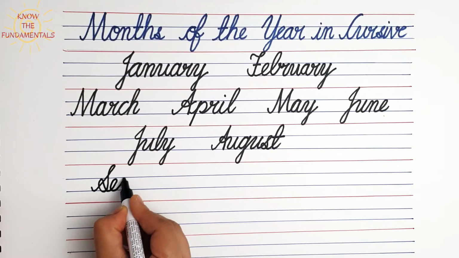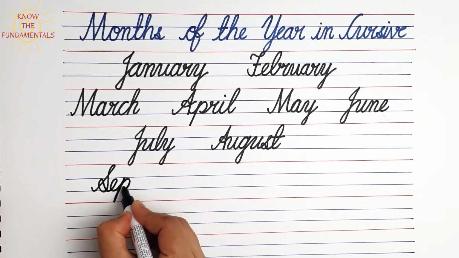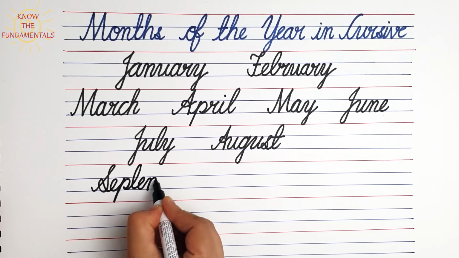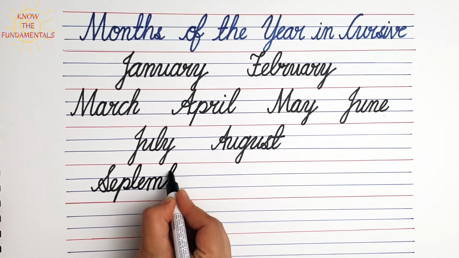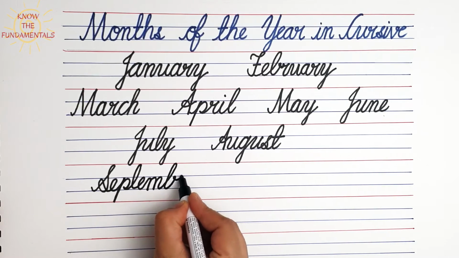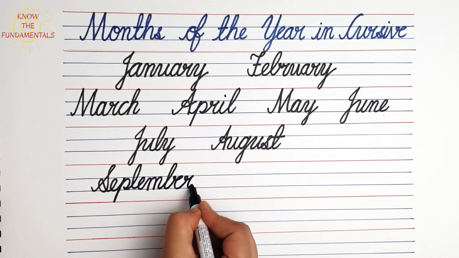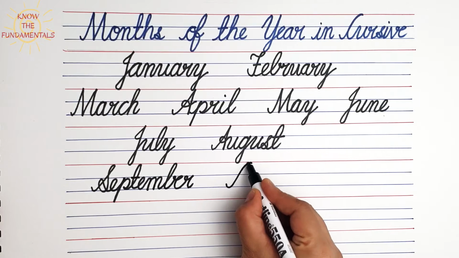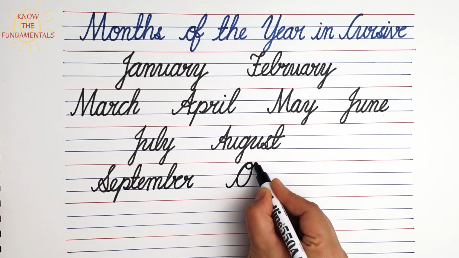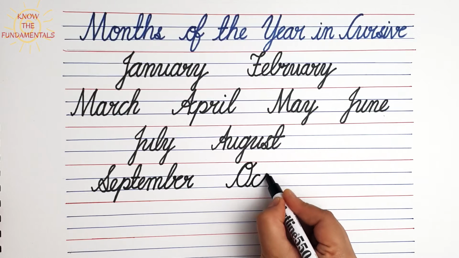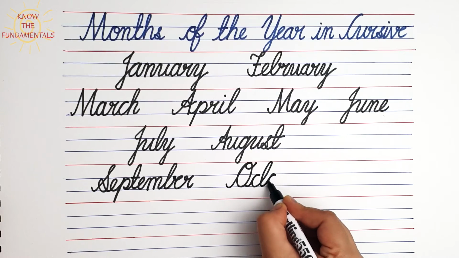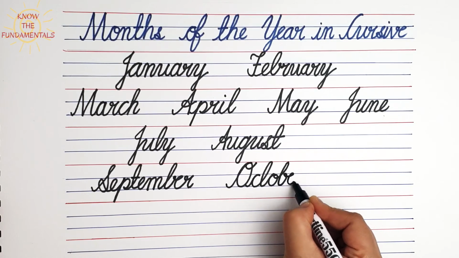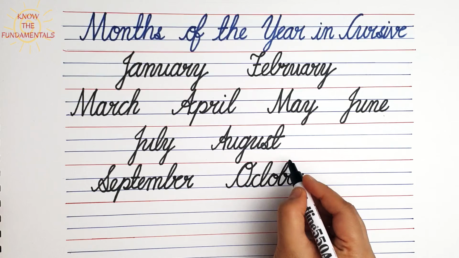S E P T E M B E R. September. The 10th month of the year is October. O C T O B E R. October.